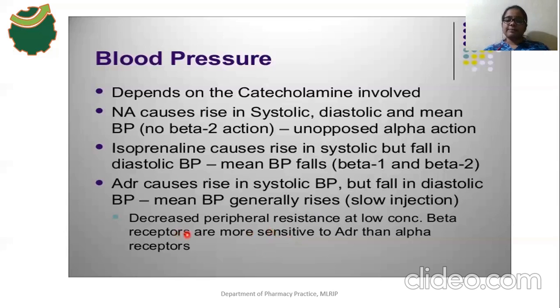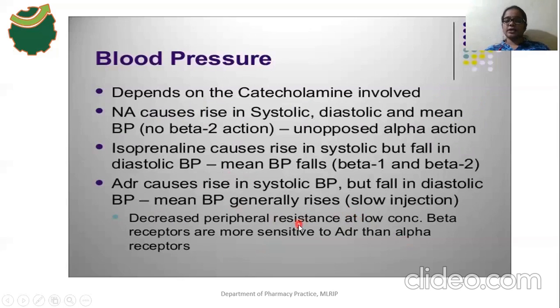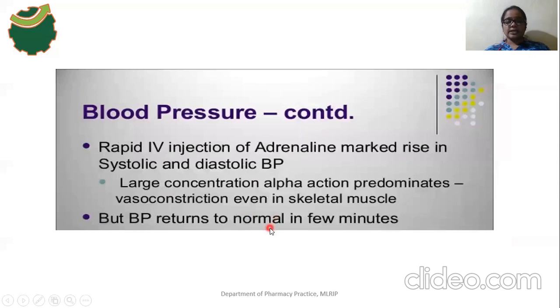What is the beta receptor action on blood vessels? Dilation effect. And what next? In the case of rapid IV injection of adrenaline, it increases both the systolic BP and diastolic BP. In the case of slow IV injection, the peripheral resistance decreases. But here, with rapid IV injection of adrenaline, the peripheral resistance increases, and both systolic and diastolic BP increase.